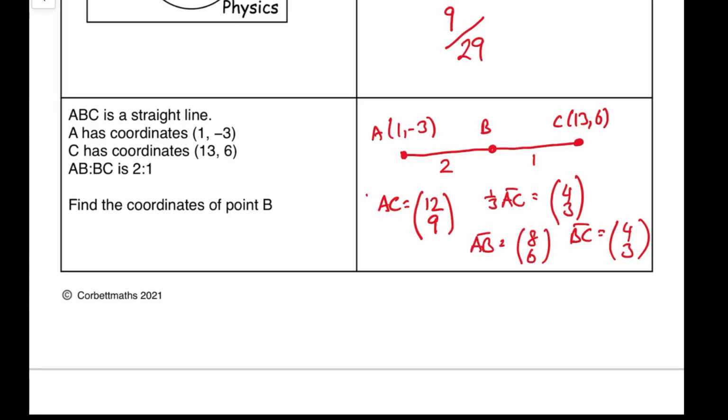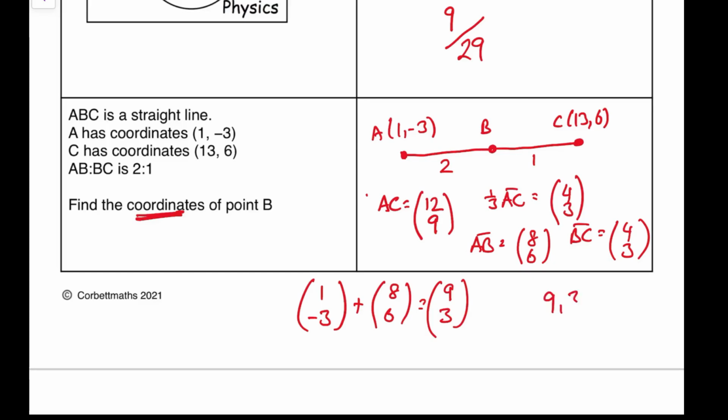So what I'm going to do is take the coordinates of A, which is (1, -3). And then I'm going to add on AB, which is (8, 6). And that's going to give me a final answer of 8 plus 1, which is 9, -3 plus 6, which is 3. And that's my final answer. But it's not quite, because these are vectors and I want a coordinate. And actually what's called position vectors. And if you do A-level, you'll learn about position vectors. So the answer in coordinate terms is actually going to be (9, 3).